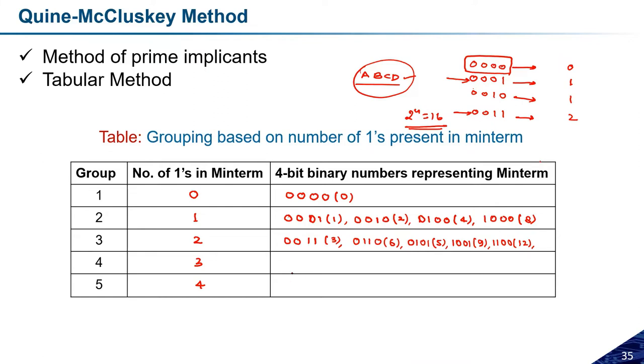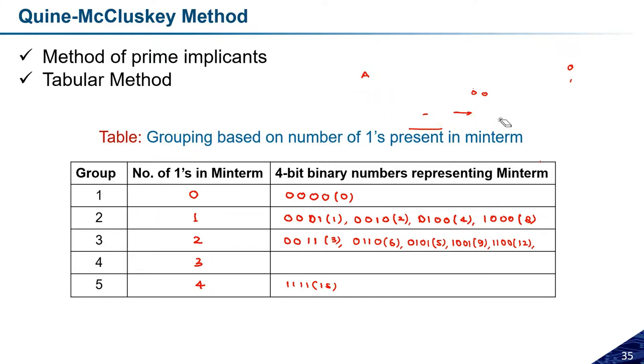Okay, so let us complete all other things, and whatever is left we can include in the third. For the fourth, we have the only possible combination, that is 1111, right? So this is equivalent to 15. What about three? If you write it, let me simply write it, otherwise you need to find all the possible combinations, right?